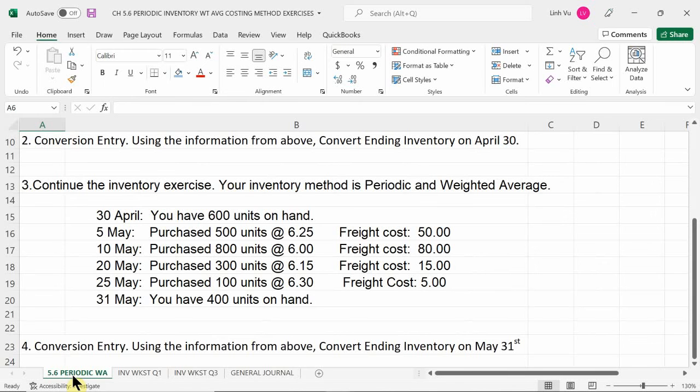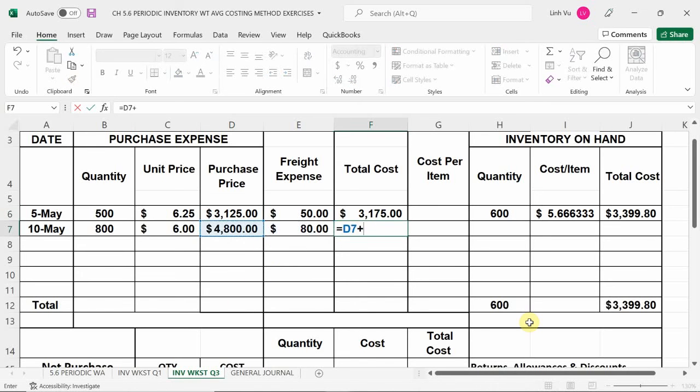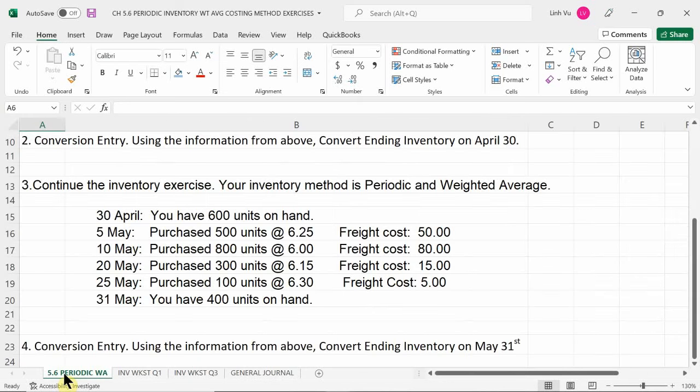Okay, so then let's see what happened next. May 10, we purchased 800 units at $6 each with a freight of $80. So in this case, how much is my purchase price here? It's $4,800. $4,800 plus 80 is $4,880. Right, good. 4,880. Okay, so then let's see what's next.